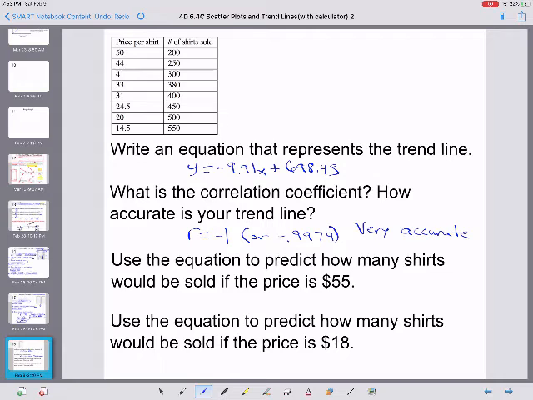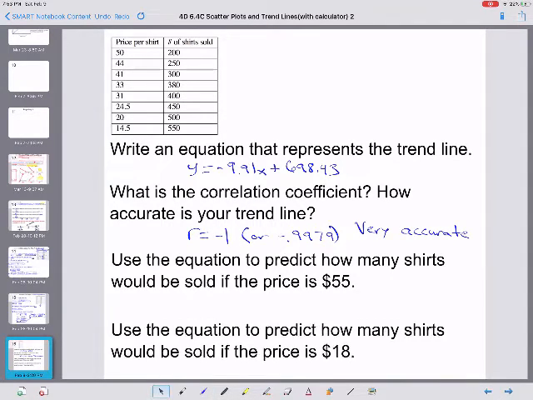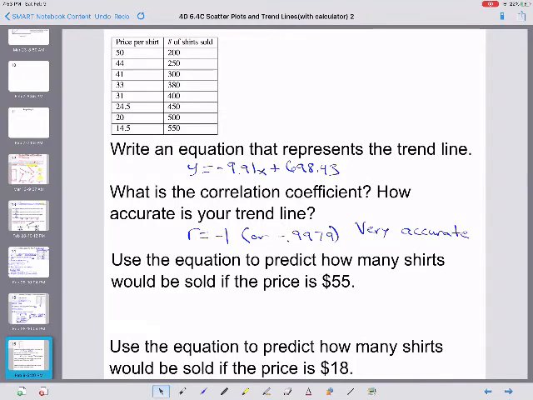Now, the next two questions are probably the most confusing, but what we can do is use our trend line to actually make predictions now. It says use the equation to predict how many shirts would be sold if the price is 55. And remember, our price per shirt is our X value. So we're saying when X equals 55, what is how many shirts? Well, that would be the Y value. So what does Y equal when X equals 55?